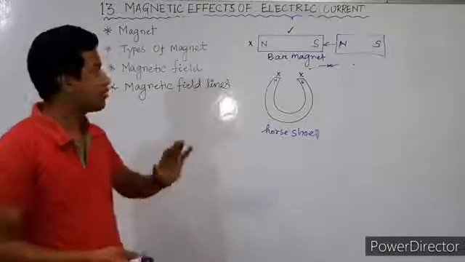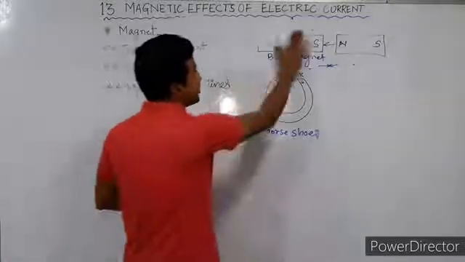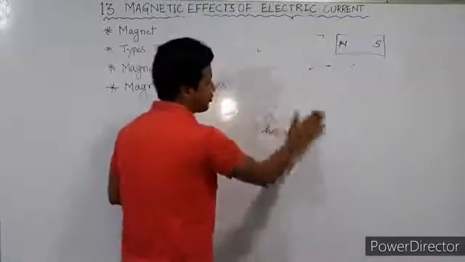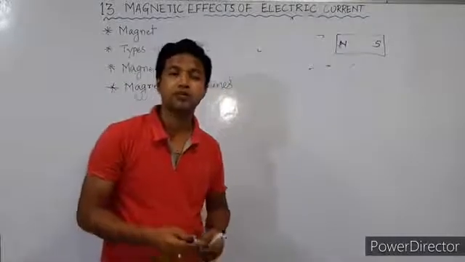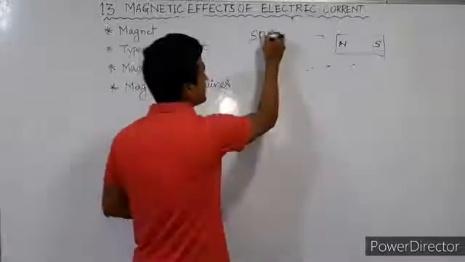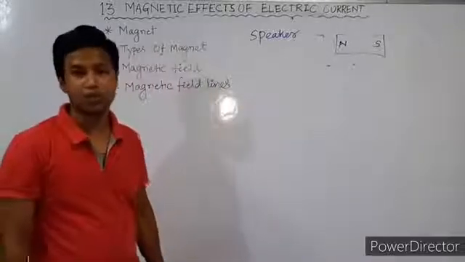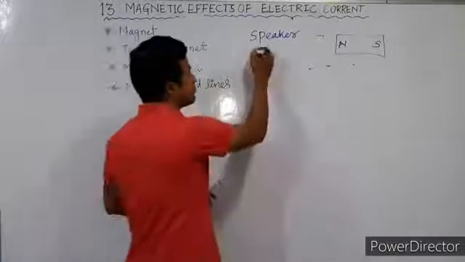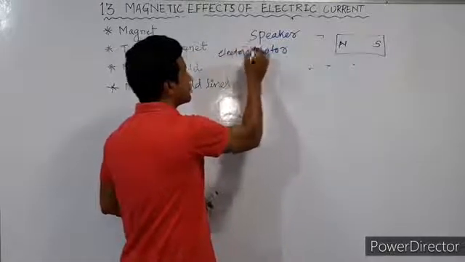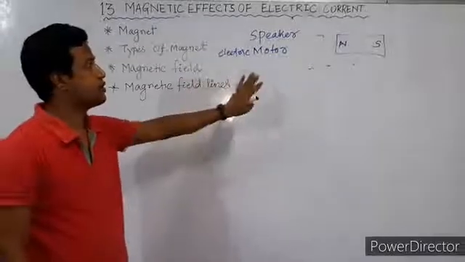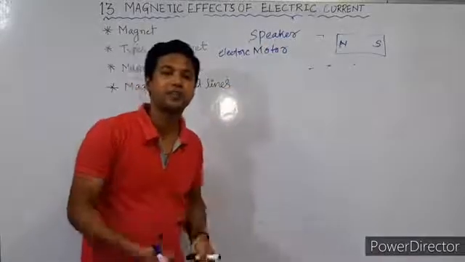After that, let's find out some uses of magnets. What are the uses of magnets? Magnets are used basically in your speakers. Whatever speaker you have, like your mobile phones or your tape recorders or your different types of audio systems. Similarly, inside the electric motor also magnets are available. So always remember, magnets are used for speakers, motors, and different types of applications.